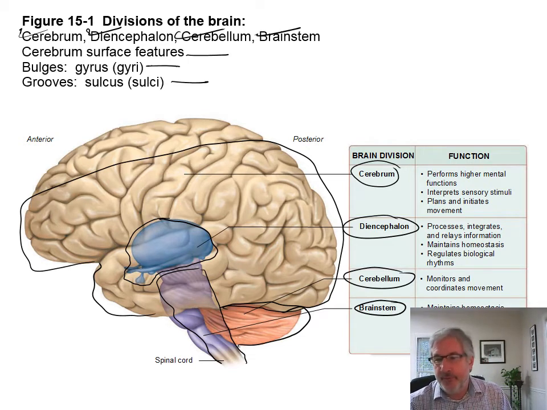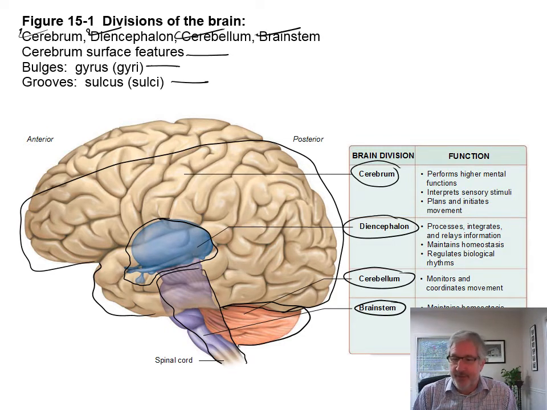Cerebrum, the higher mental functions, as we talked about. It interprets sensory stimuli, plans, and initiates movement. So you take in sensory information, and then you decide what you want to do with that sensory information. Then you send out signals to the skeletal muscles to move muscles for whatever it is that you want to do. Whether you want to turn your eyes somewhere else, move your hands, your legs, run, jump, write, whatever you want to do.